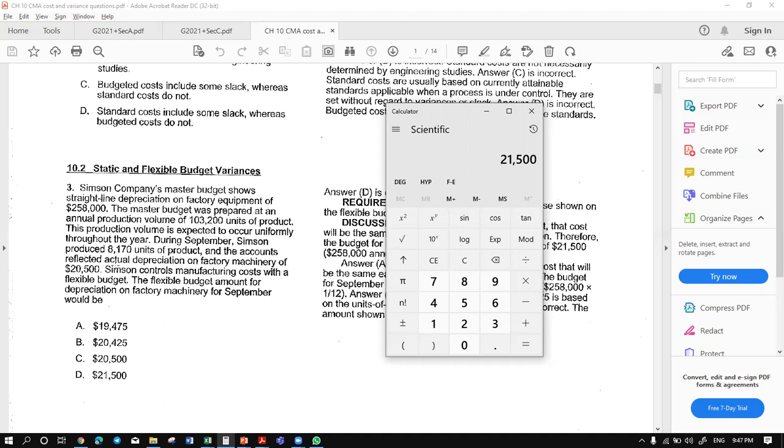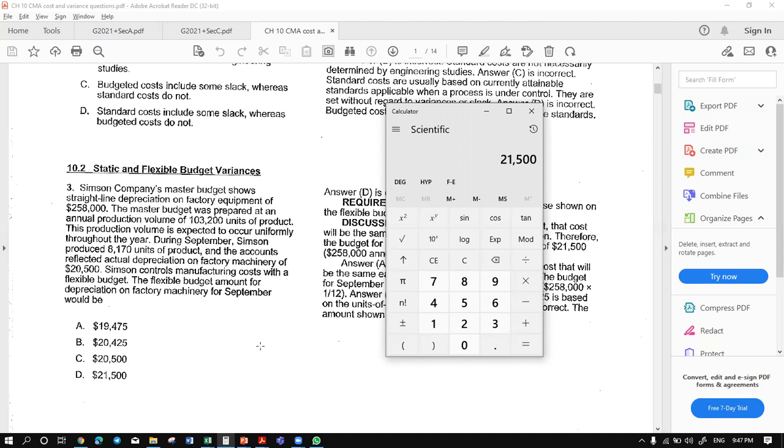Students get confused. Because of the 8,170 units, what they do is divide 258,000 by the number of units to find the per unit basis, and then multiply by 8,170. If it is mentioned that depreciation is charged on a unit basis, then you can calculate like this. But here it is mentioned flexible budget amount for depreciation.